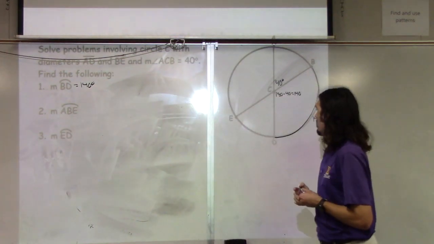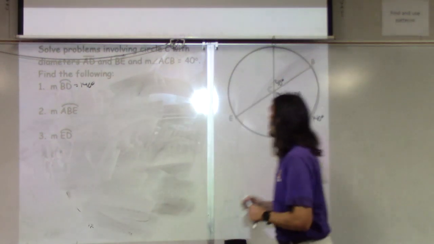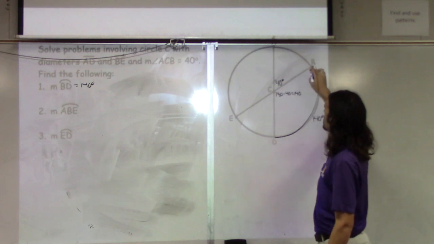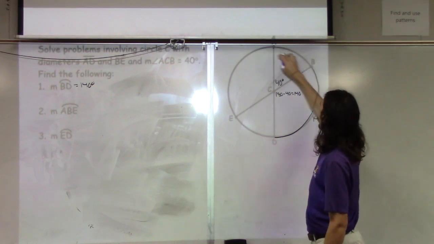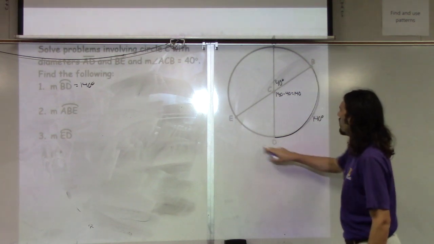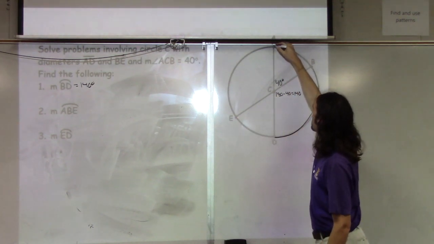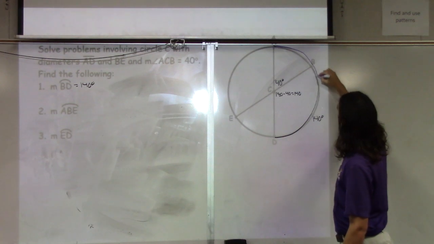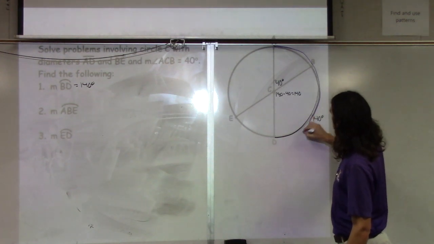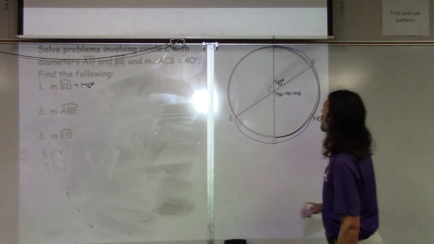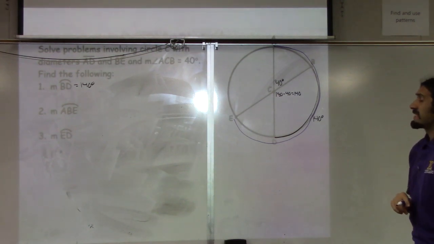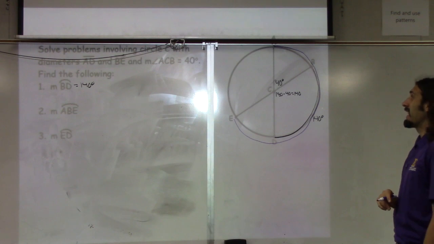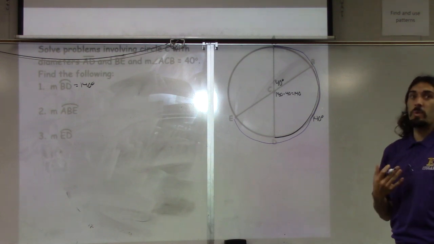ABE. If I come over here, arc A, B, all the way around to E. So we're going here, and we're going all the way around. We're going big. Go big or go home. You've got a couple of ways you can put this together, and you can get kind of creative with this. I'm going to show you one way.